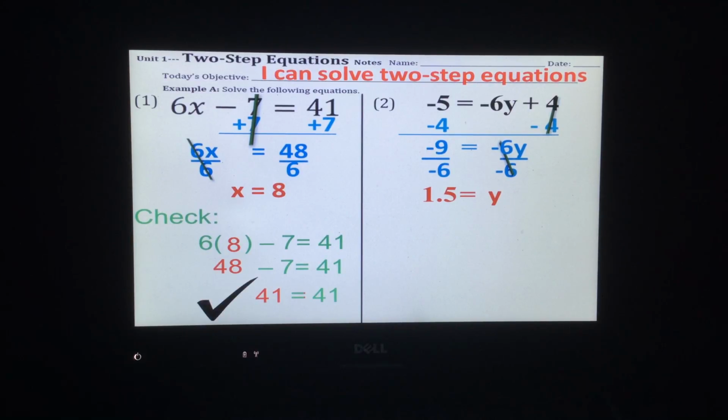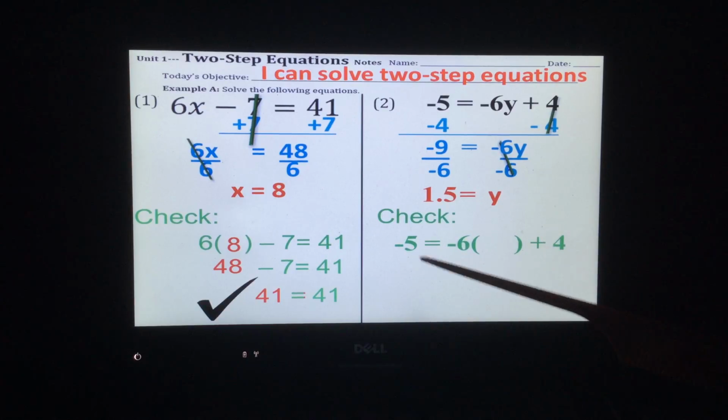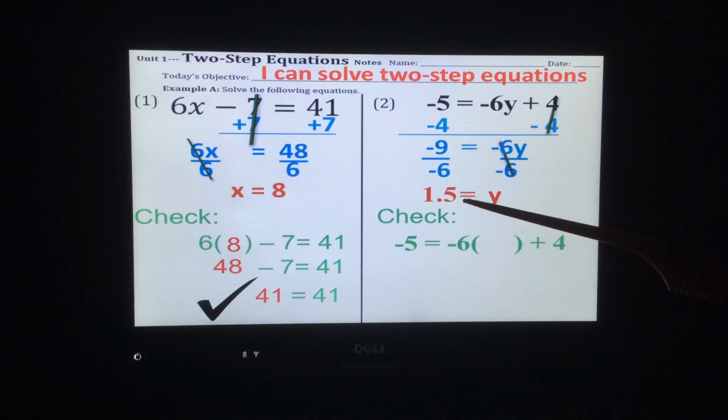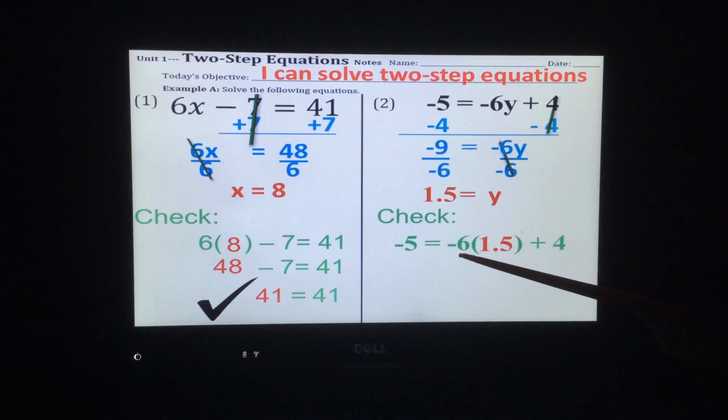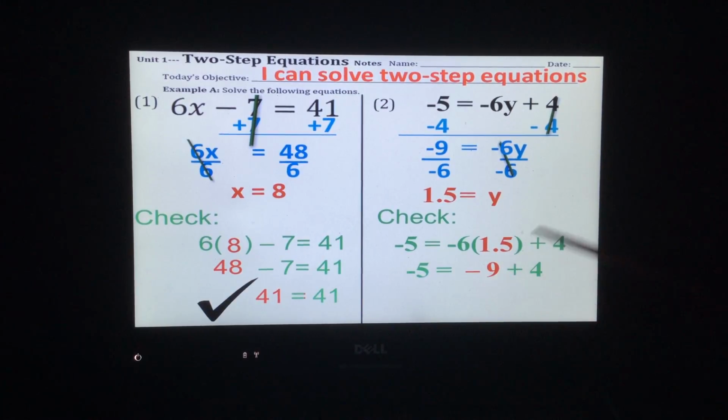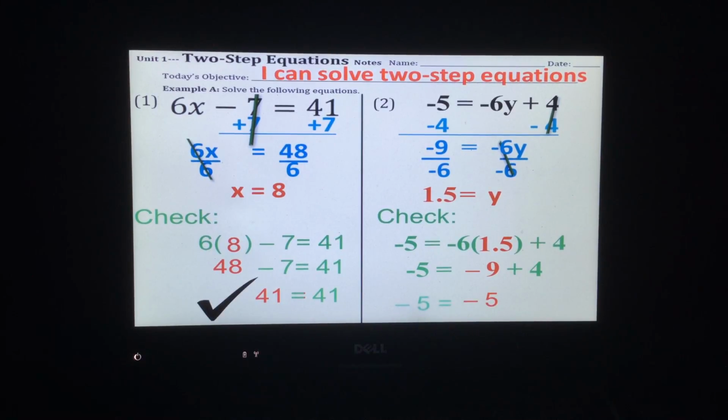Let's go ahead and check this one. When we check it, again, we're going to write the original up here, but instead of y, this time we're going to put parentheses. So negative 5 equals negative 6 parentheses plus 4. y is 1.5, so let's put 1.5 in there. Over here we have negative 6 times 1.5. That gets me negative 9. Everything else comes down, and then we have to solve that. Negative 9 plus 4 is going to get me negative 5. So negative 5 equals negative 5.